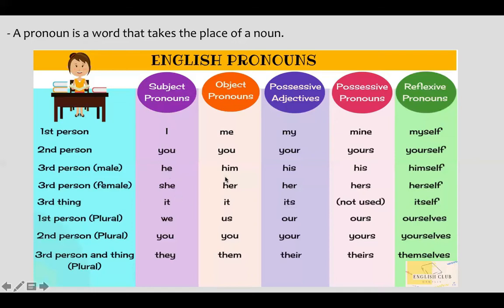But here we have him. Him is, for example, I gave the book to him. So whom did I give the book to? To him. Exactly. You know, when you listen to examples, it helps you to understand more. Okay? So here you have an indirect object and you know how to use him now.